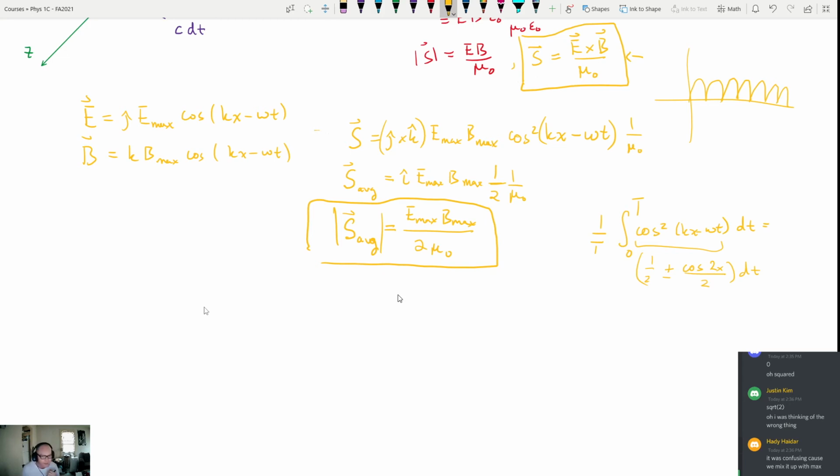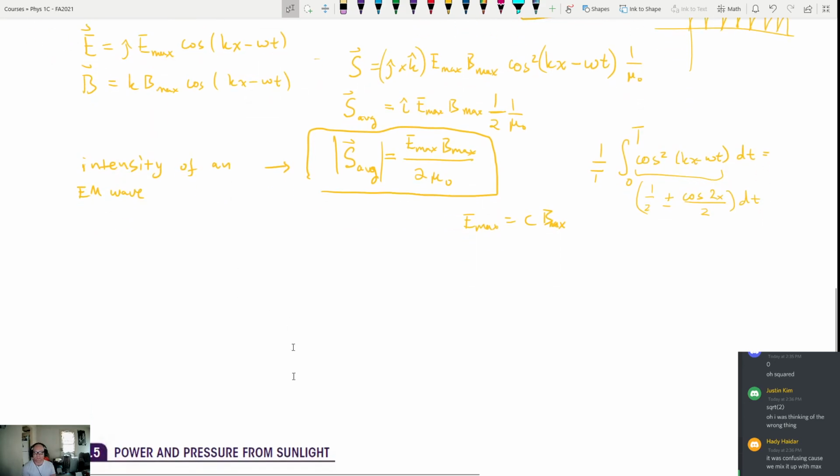Yeah. And again, what this represents, they write it a bunch of different ways, but this is the right answer. So this is the intensity of an EM wave. And of course, because B max can be replaced, remember that you can always do this. So you really only need to know one or the other, and then you can get that. But this gives you the intensity of a wave, and it gives it to you in power per unit area.